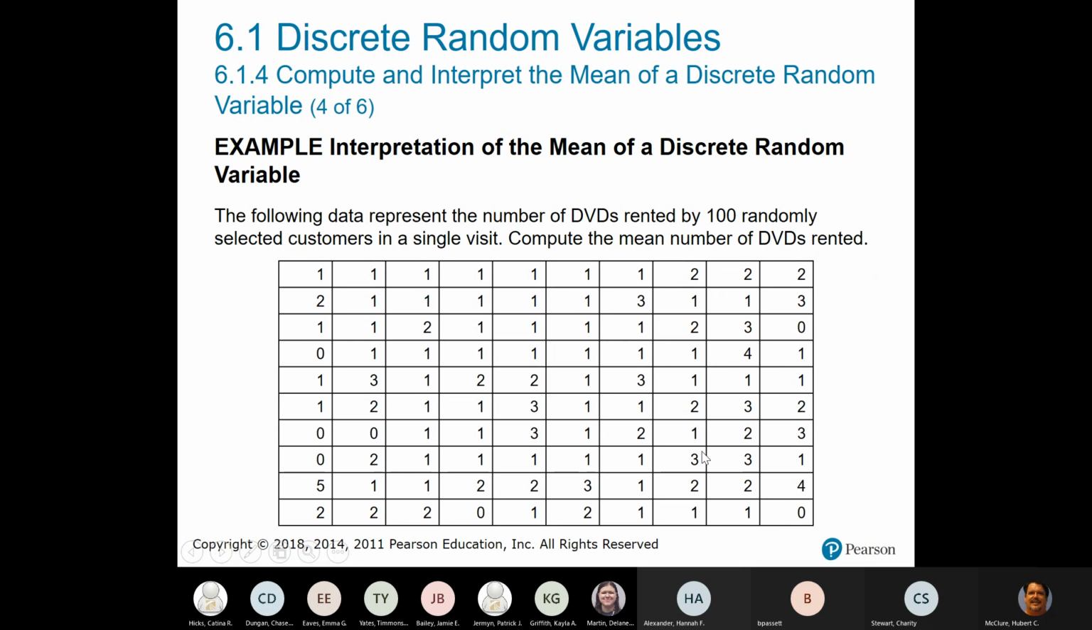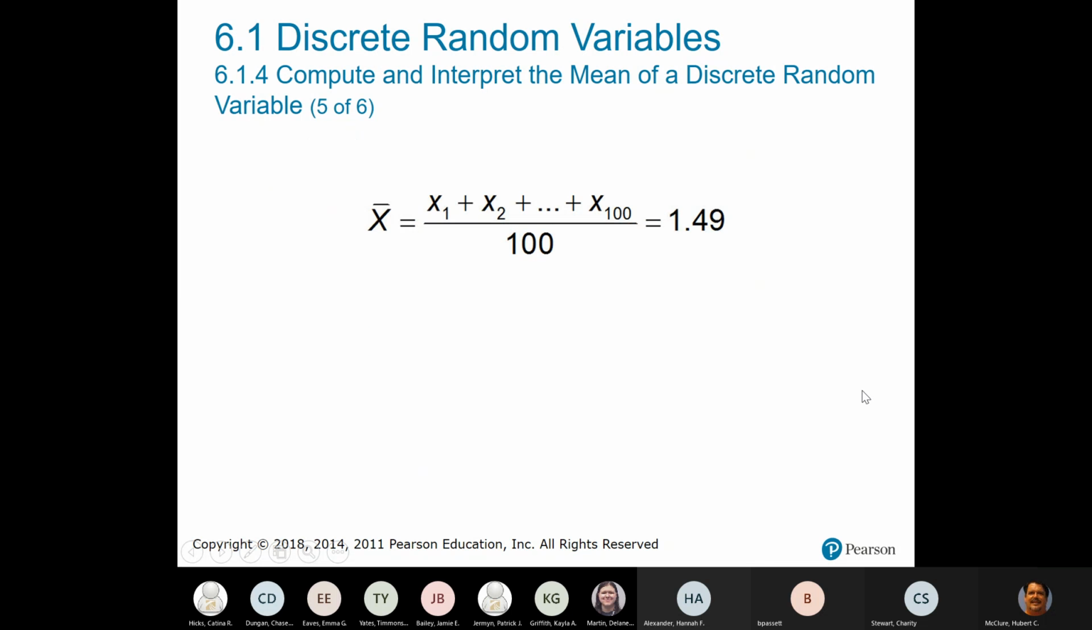And I'm not going over this, because most of the time y'all can see, if y'all want to take, the following data represents 100 randomly selected customers in a single visit, 100 of these. So 1, 2, 3, 4, 6, 7, 8, 9, 10, and 10 this way. So you got 100 numbers right there. And they're going to want you to find the mean. There you go.